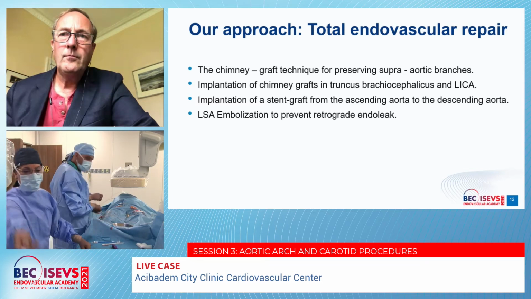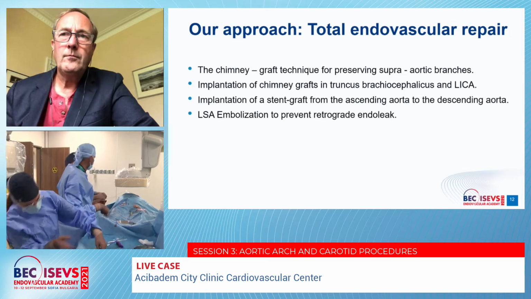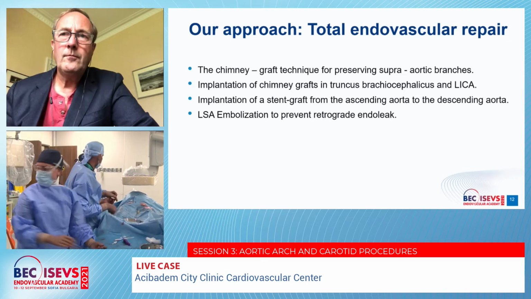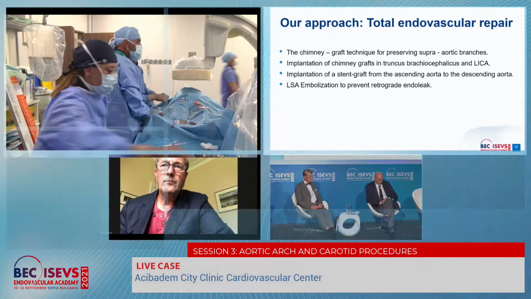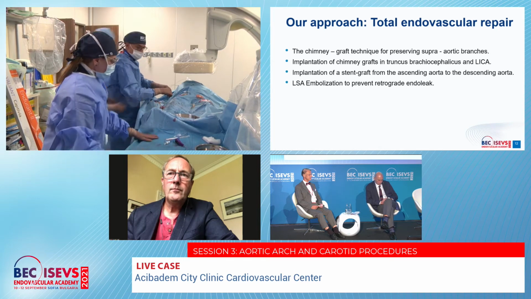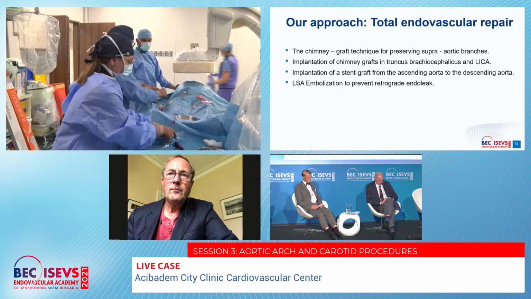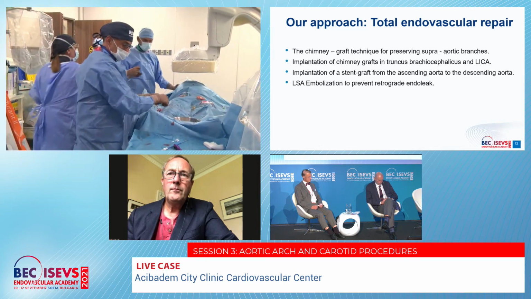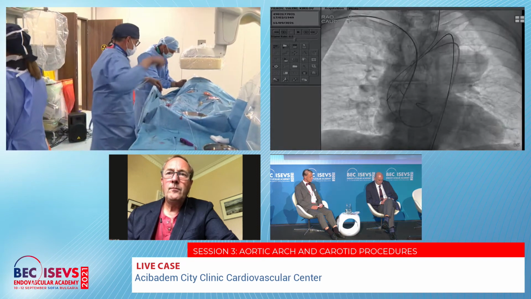Something that I didn't note was the fact that the patient had truncus bovinus. After the chimneys, we're going to implant a stent graft in the ascending aorta, followed by coiling of the left subclavian artery. Now I think we can proceed with the procedure in the angio room.